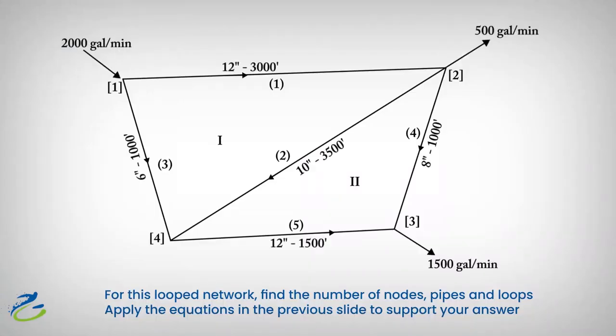This is a simple exercise to apply the relations given in the previous example to count the number of nodes, number of pipes, and number of independent closed loops, and apply the equations of topology relating these numbers.